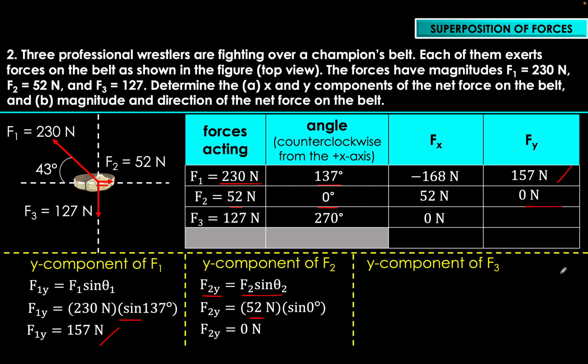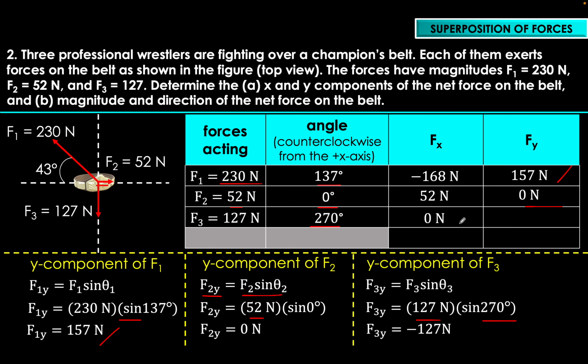And then for the third force vector, it's f sub 3, so that's going to be 127 times sine 270, and you're supposed to get negative 127. The answer makes sense because if you have a downward force, that in itself is also the y component of that force. But take note, the negative sign comes out because the y component of this force vector is pointing down.